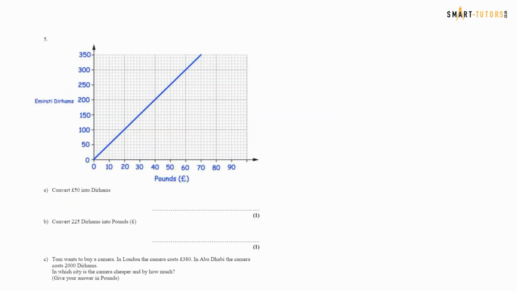Question number 5, the graph is given, convert 50 pounds into dirhams. So 50 pounds into dirhams means 50 pounds here. So draw a perpendicular line here, and that is coming here somewhere. So nearly 250 dirhams. It's an approximate method. So 250 dirhams.